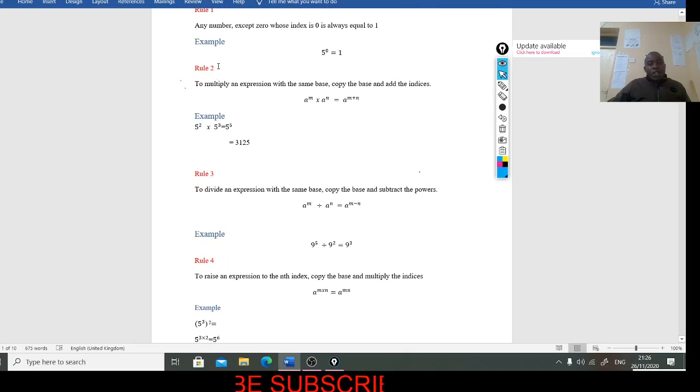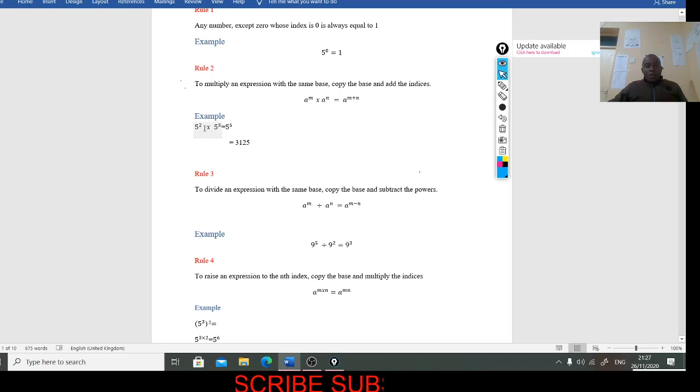Rule number 2 of indices, we talk about to multiply. That's the multiplication rule. When you multiply an expression with the same base, you need to copy the base and add the indices. For instance, a power of m times a power of n, we copy the base a and then we add the indices m plus n. So it will be equal to a to the power of m plus n.